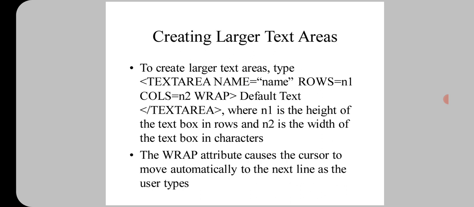To create larger text areas, the syntax is textarea name equals within quotes some name, rows equals n1, cols equals n2, wrap, and default text, then closing textarea. Here n1 is the height of the text box in rows and n2 is the width of the text box in columns. The wrap attribute causes the cursor to move automatically to the next line as the user types.